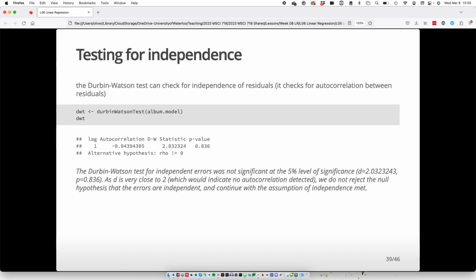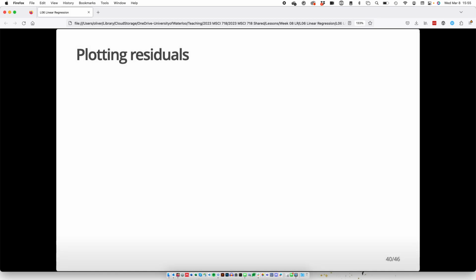So the Durbin-Watson test for independent errors was not significant at the 5% level of significance. You give the D value and the P value. As D is very close to 2, which indicates no autocorrelation detected, we do not reject the null hypothesis that the errors are independent and continue with the assumption of independence met. So again, you want to be very careful with time series. This checks for that. Plotting residuals.